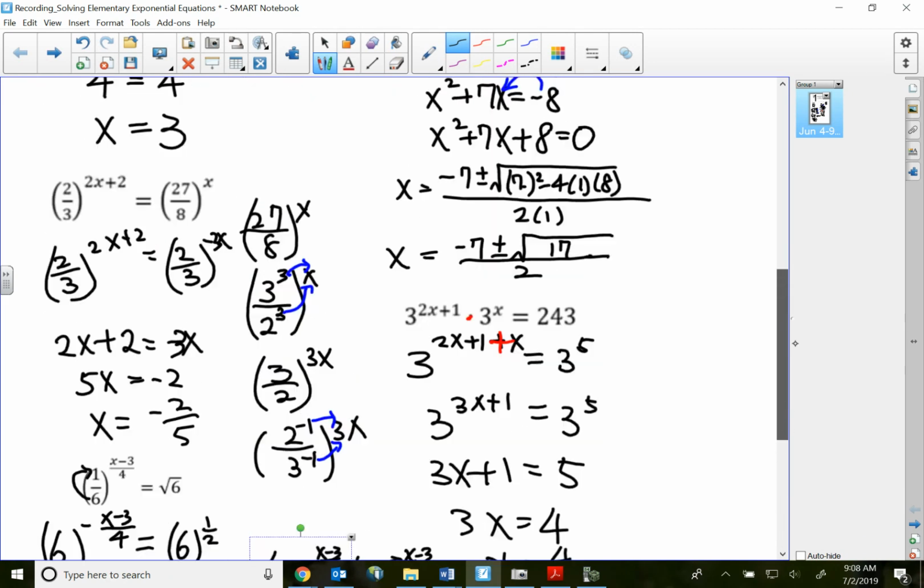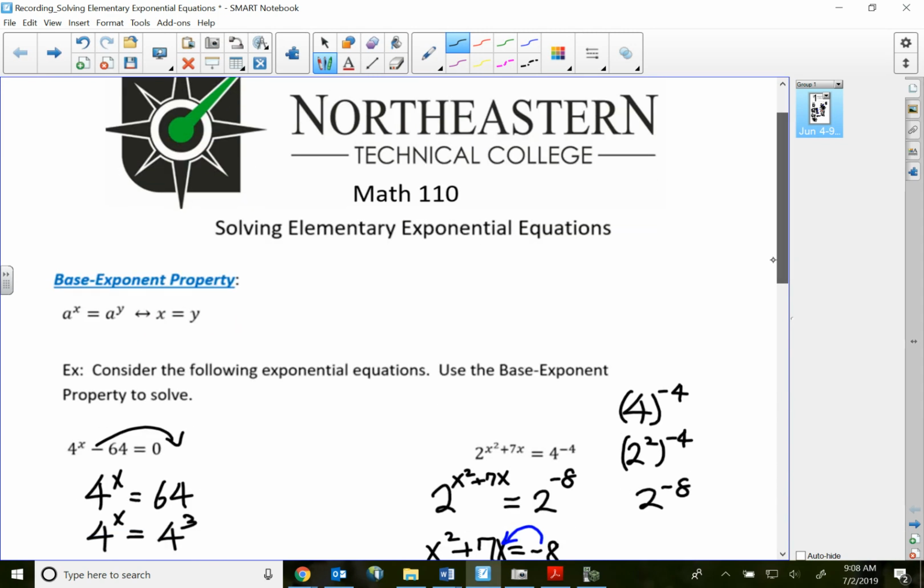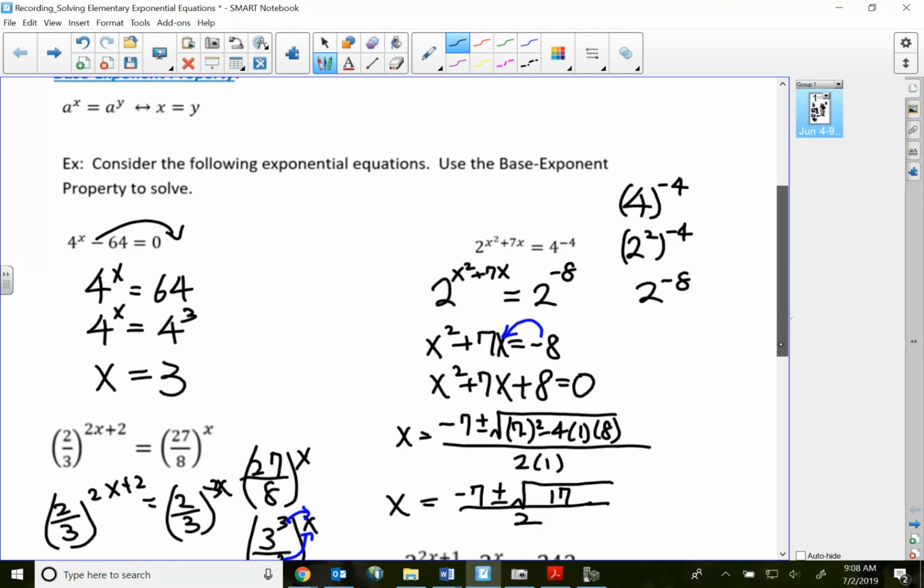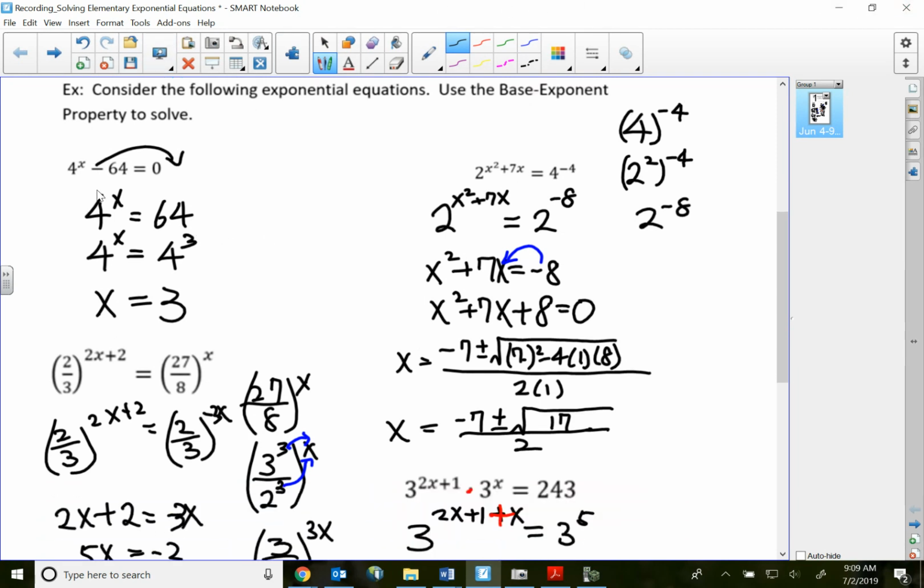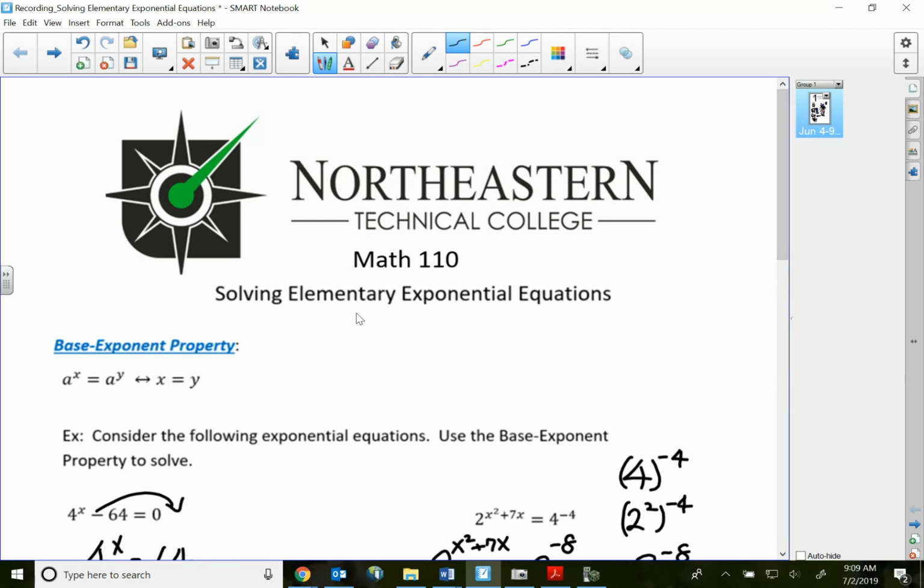All right. So the idea here for these types of exponential equations is making the base the same. If I can make the base the same, then I can set the exponents equal to each other and solve accordingly. Now we are going to learn about what happens if the base cannot be made the same later on in a different video. All right, that will conclude this video on solving elementary exponential equations. Thank you for watching.